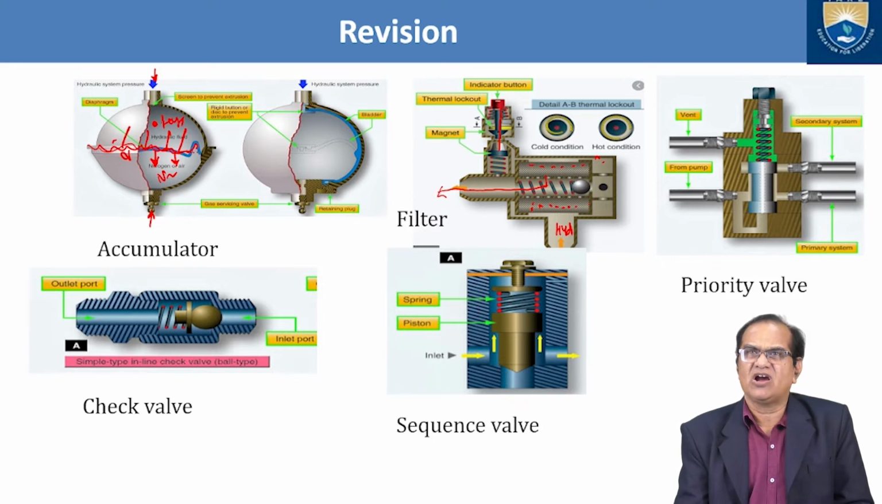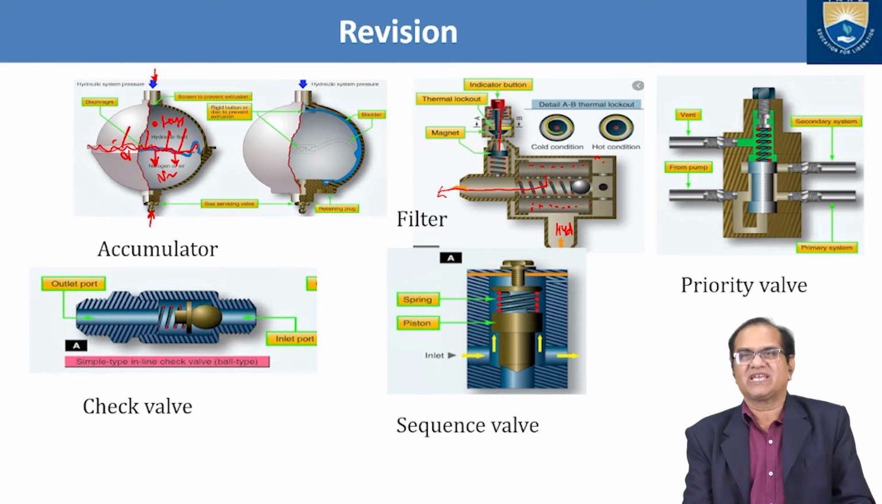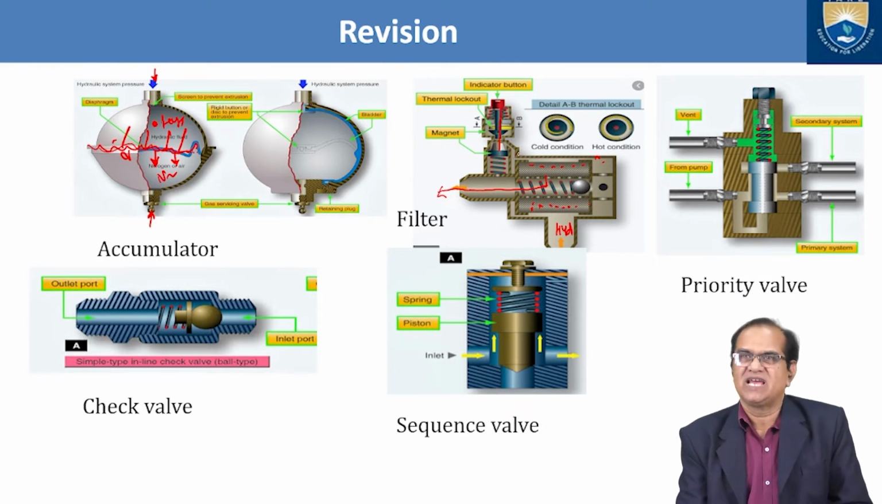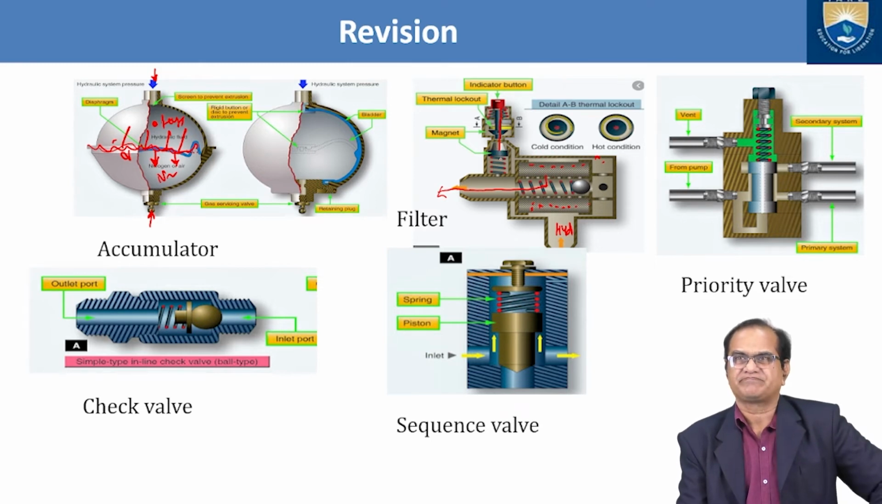Here we have the thermal lockout and here we have the magnetic plug. This magnetic plug makes sure that there is no damage to the gear pump, because most gear pumps are made from ferrous material. So if the material is getting damaged or some wear and tear is taking place in this system, the chips will be trapped and the system will be blocked.